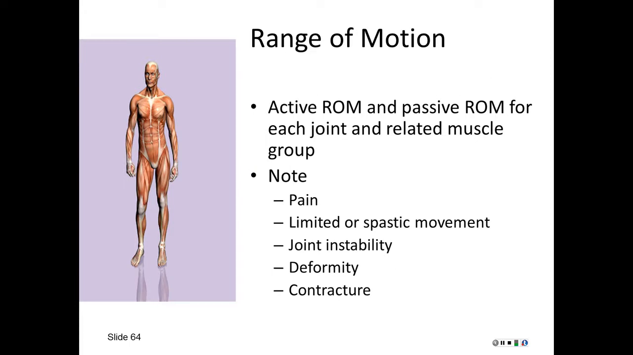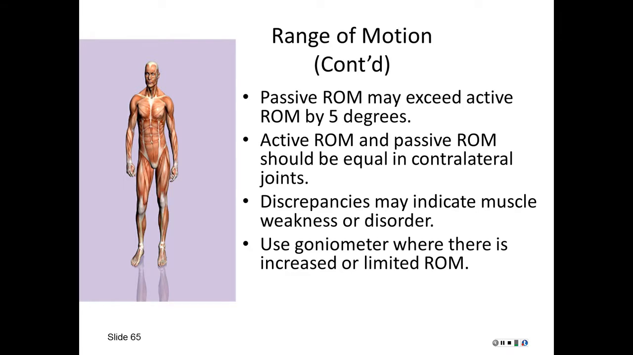The range of motion, see if it's active or passive, and you're going to note the pain, limitations, joint instability, deformity, or contractions. And look at the range of motion. Passive range of motion may exceed the active range of motion by 5 and sometimes 10 degrees on somebody that's been injured. And I mentioned before that this is where the physical therapy comes in, trying to get the active and the passive range of motions closer together.